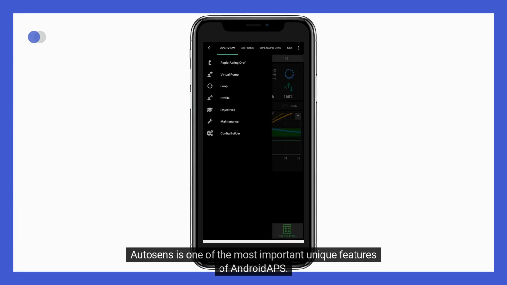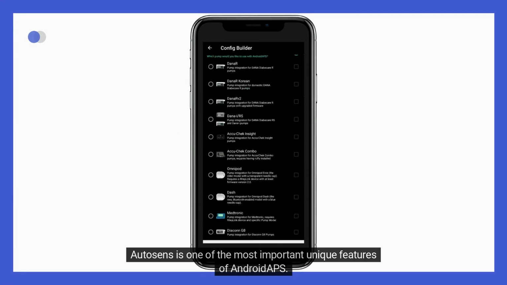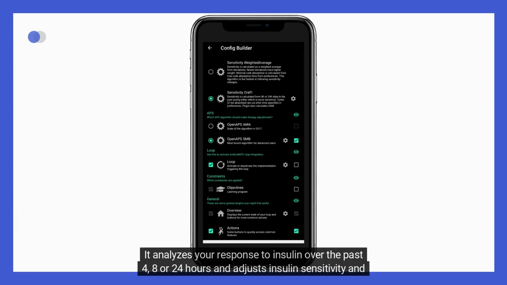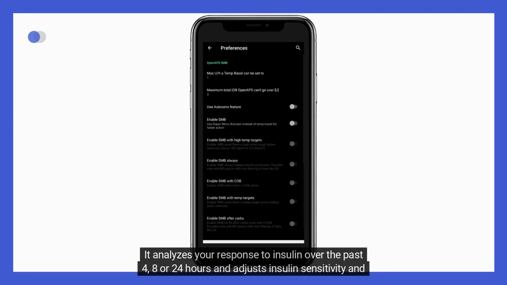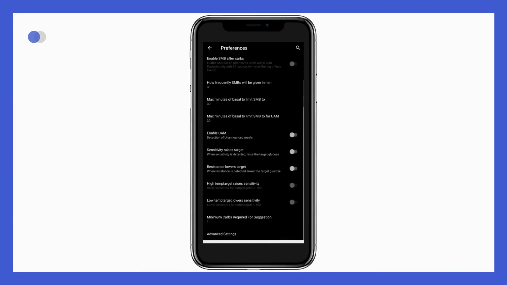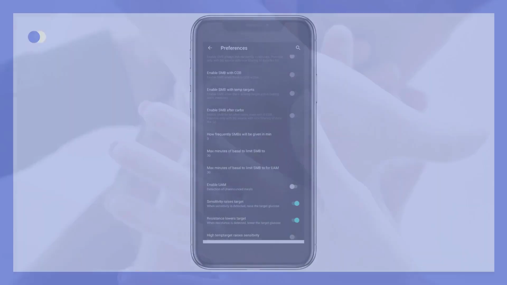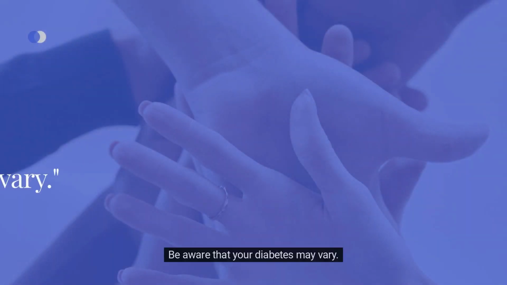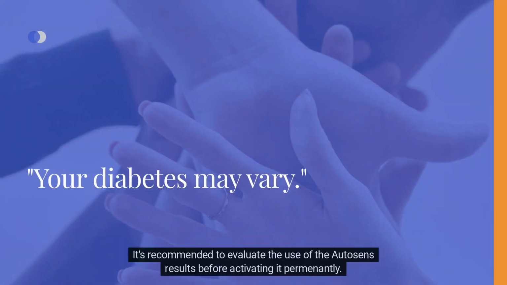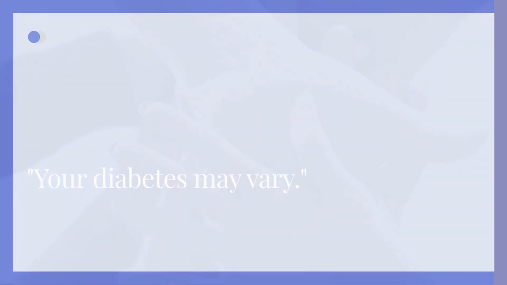AutoSense is one of the most important unique features of AndroidAPS. It analyzes your response to insulin over the past 4, 8, or 24 hours and adjusts insulin sensitivity and basal insulin rate accordingly. You have the option to allow AutoSense to modify your target value as well. Be aware that your diabetes may vary. It's recommended to evaluate the AutoSense results before activating it permanently.